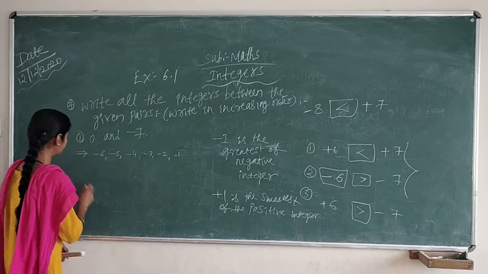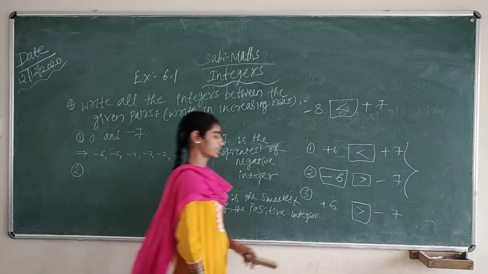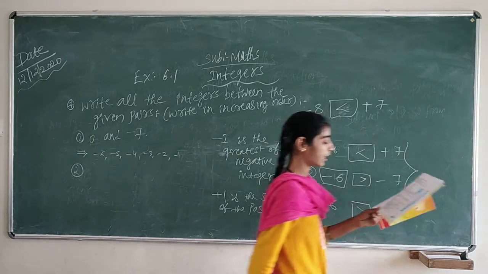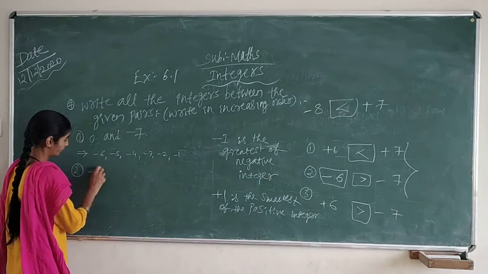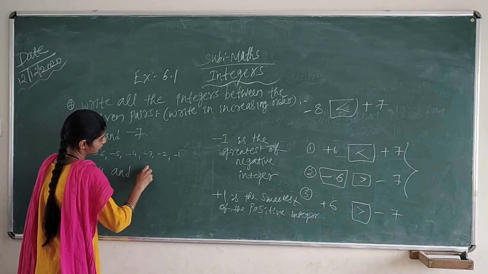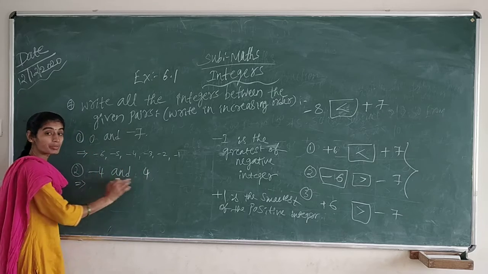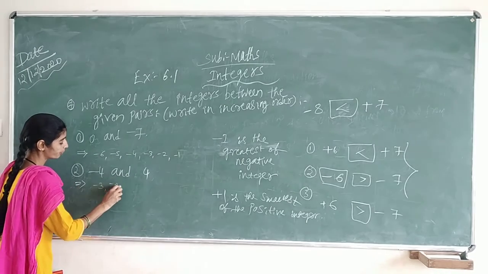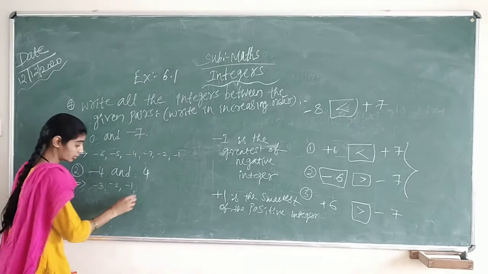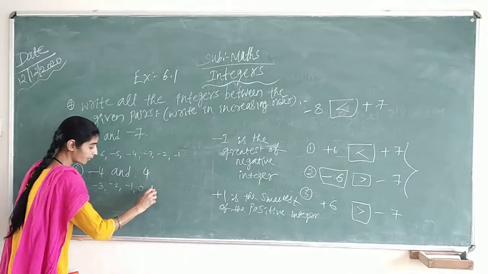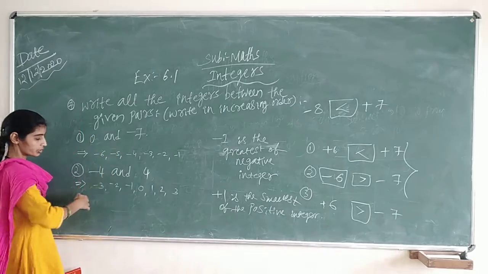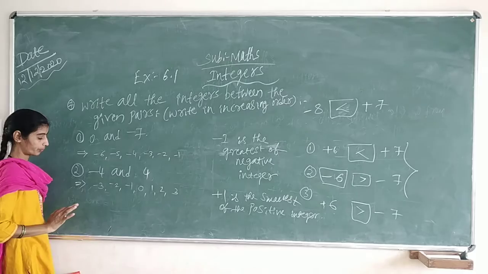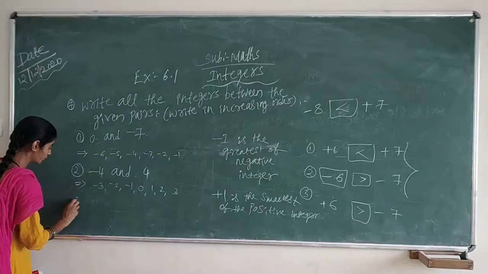What is the second question? Yes, it is minus 4 and 4. So now you have to write the integers between minus 4 and 4. Again it's very simple. You have to write minus 3, minus 2, minus 1, then 0, then 1, then 2, then 3. So this is the increasing order between minus 4 and 4. Okay, shall we move to the next question?